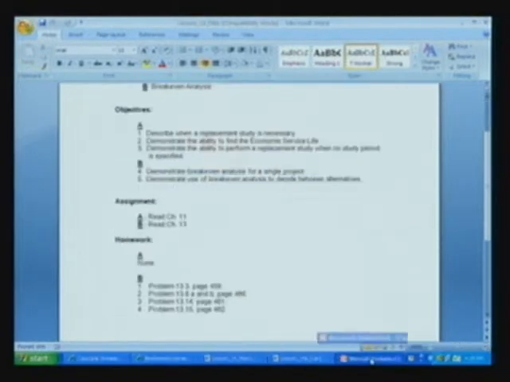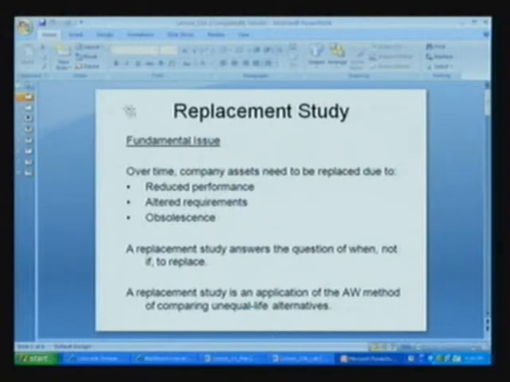Okay, with that, I am going to turn to the first lesson today, and that's on replacement studies in the slideshow.